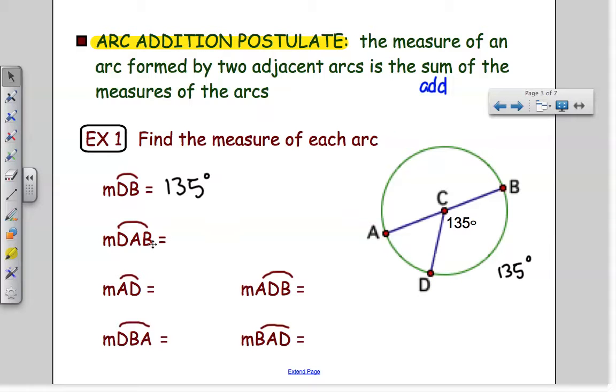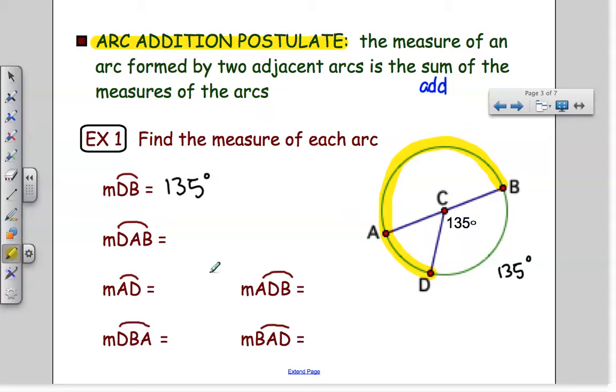Okay. Next one, I want the measure of arc DAB. Now this is either a semicircle or a major arc because it is 3 letters. So I need to start at D, go through A on the way to B. And then you have to decide which way to go. If I know I'm starting and ending at D and B, well, I'm not going to go this way because I have to go through A, it said. So start at D, go through A on the way to ending at B.